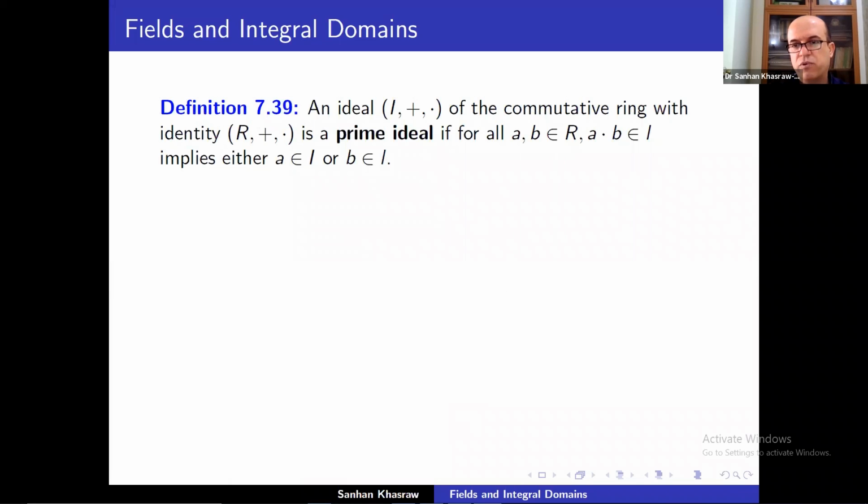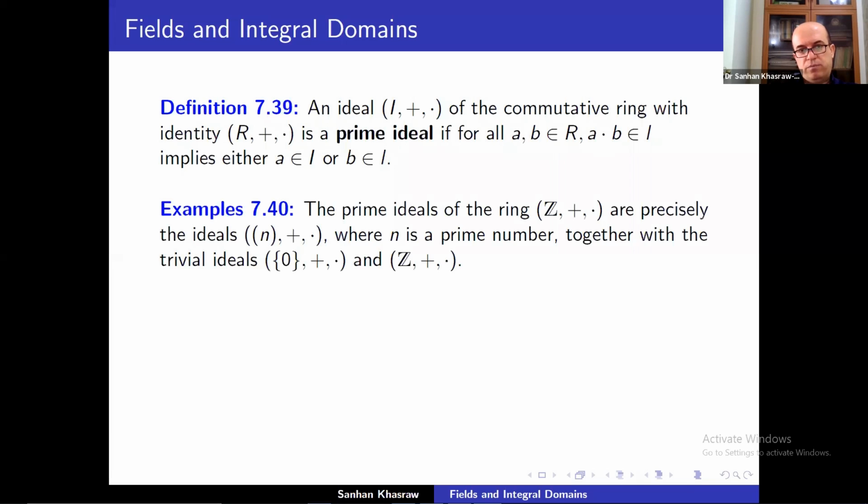So there is another type of ideal called prime ideal. Let's have a commutative ring with identity, and let's pick an ideal I of R. So the ideal I is called prime if the product of any two elements is in I, then one of them should be in I. So if A times B is in I, then either A is in I or B is in I. Any ideal with this property is called a prime ideal.